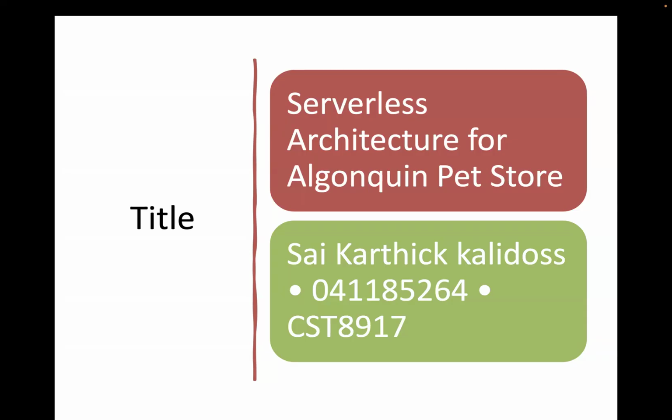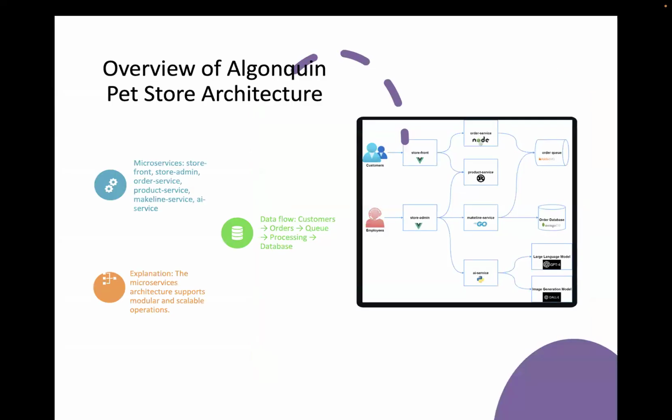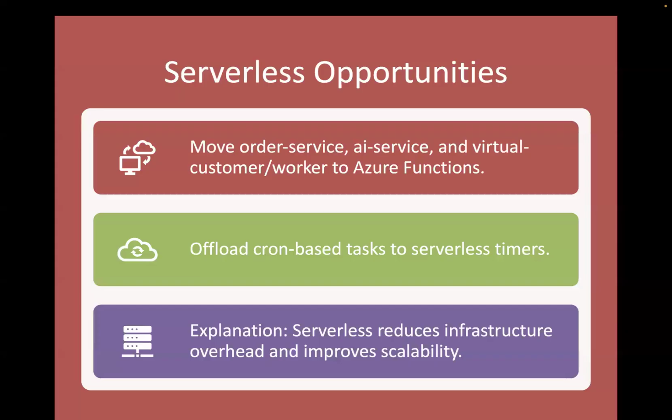This presentation is about applying serverless computing to enhance the Algonquin pet store application. This is the overview architectural diagram of the Algonquin pet store, which we developed in our first semester. Our pet store uses microservices with RabbitMQ for messaging and a relational database for data storage. This setup is efficient, but it can be further improved using serverless technologies for scalability, cost efficiency, and simplified workflows.